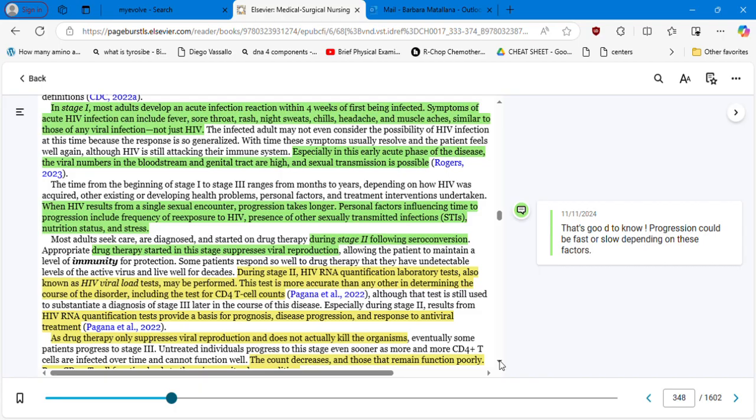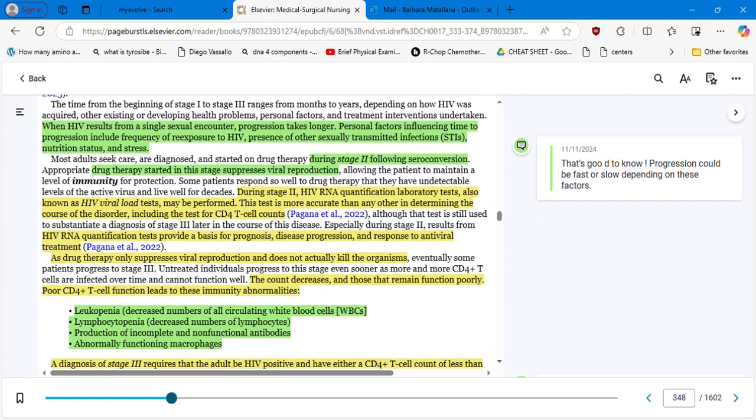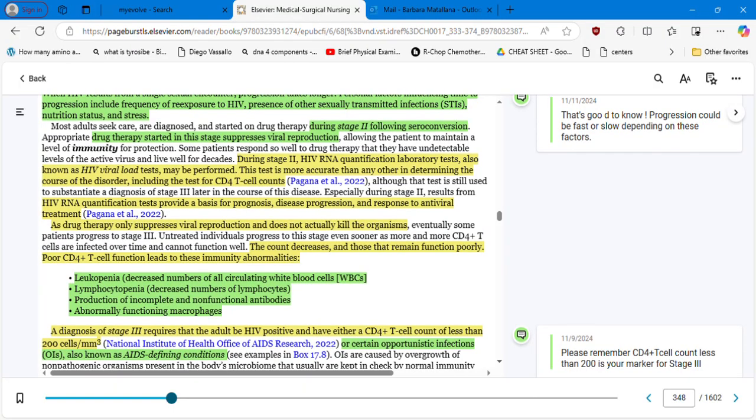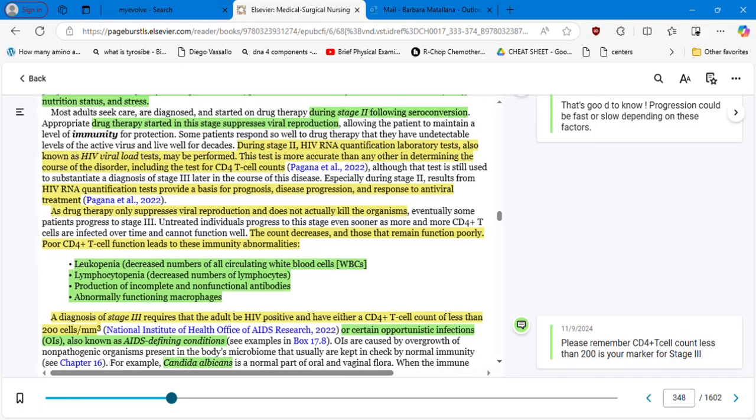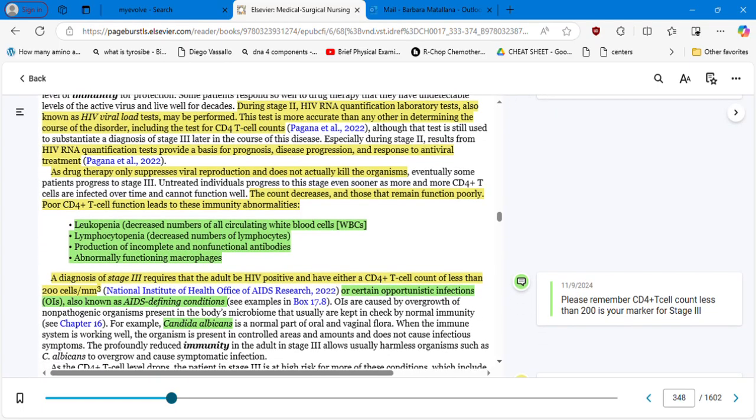Okay, viral load. This test is more accurate than any other in determining the course of the disorder, including the test for CD4 T cell counts. And it's all about the CD4 T cell counts. HIV RNA quantification tests provide a basis for prognosis, disease progression, and response to antiviral treatment. As drug therapy only suppresses viral reproduction and does not actually kill the organism, eventually some patients progress to stage 3.